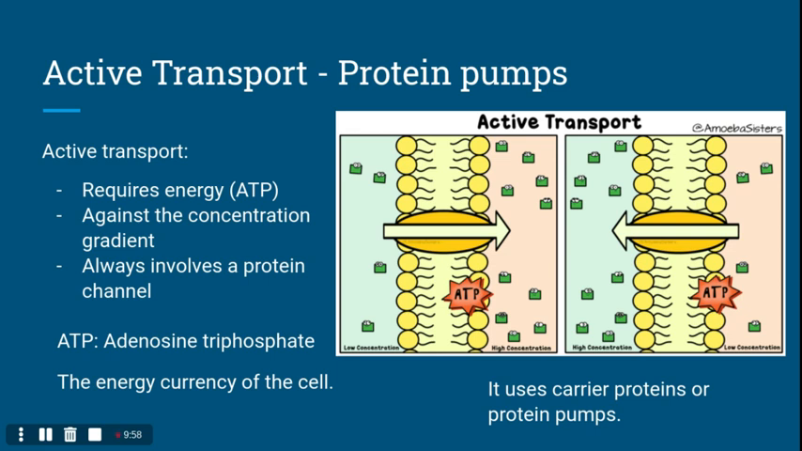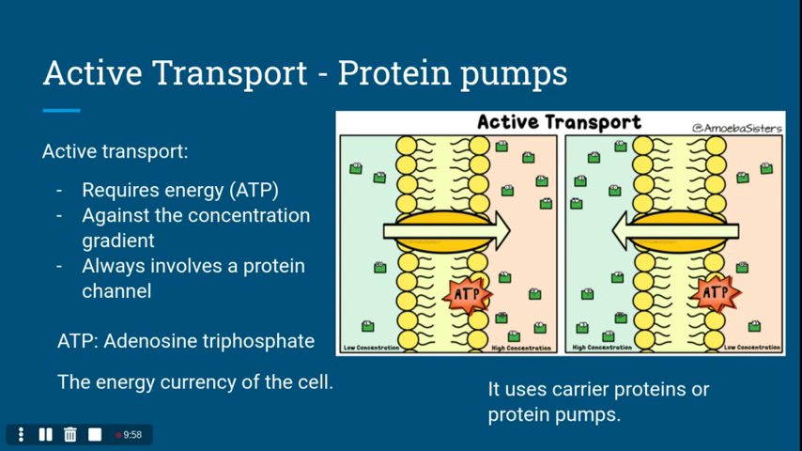So, active transport protein pumps. As we talked about, it requires ATP. So ATP is, I'm not going to try to pronounce this. You might take my marks off, so I will not do that. But this is basically the energy currency of the cell. And this process, active transport, always requires protein pumps or carrier proteins, as we can say. So it's against the concentration gradient, and it always involves a protein channel.